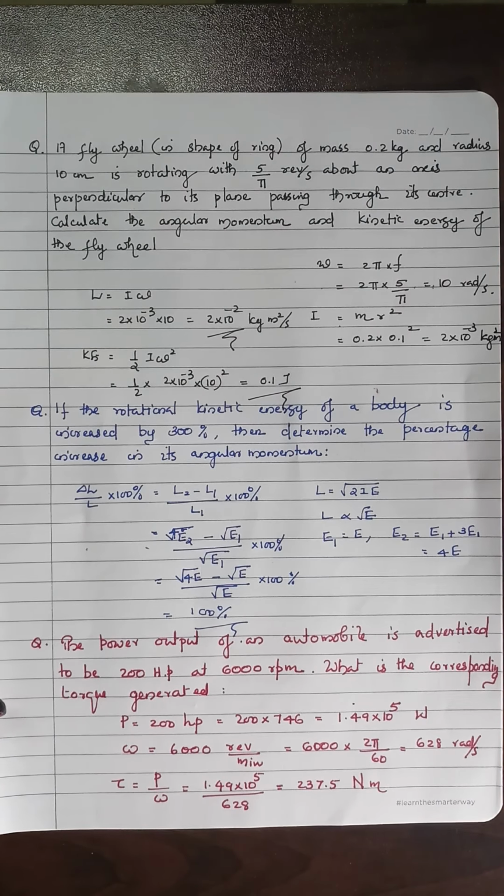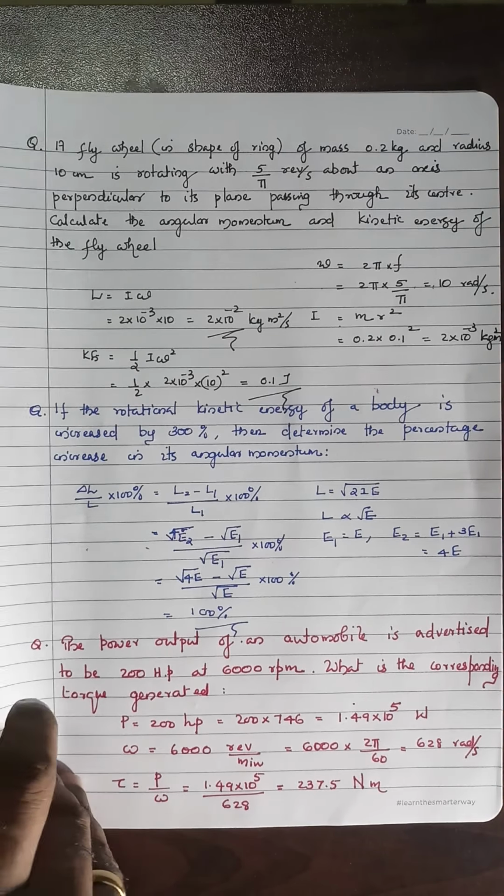The power output of an automobile is advertised to be 200 horsepower at 6,000 rotations per minute. What is the corresponding torque? The torque is the power by omega. You can just substitute the concept. You get the answer.